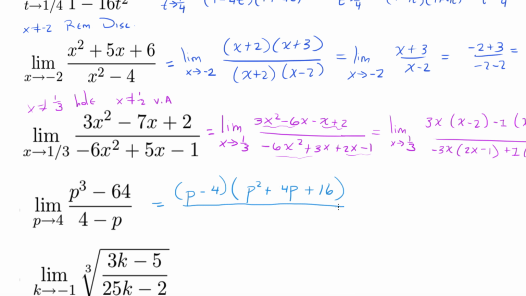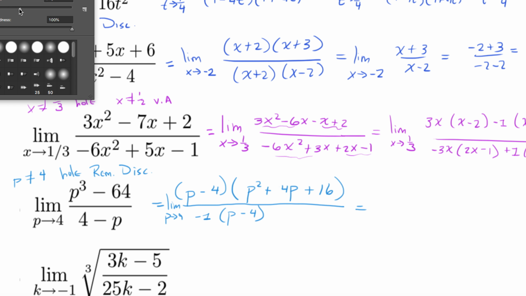Now, let's continue. In the bottom, we have 4 minus p. If we factorize a negative 1, we'll have p minus 4, okay? Now, remember, p is not defined at 4. This function is not defined at 4, but because the factors cancel, we have a hole, meaning it is a removable discontinuity. Okay? And I forgot to write the limit. And that was an ugly 4. Let me choose a smaller sizing.